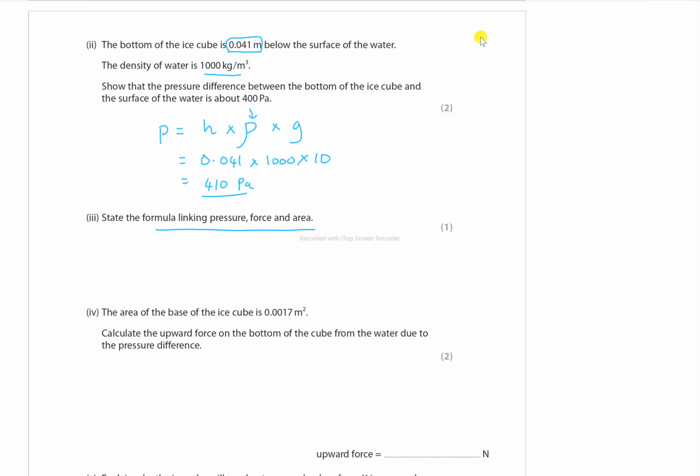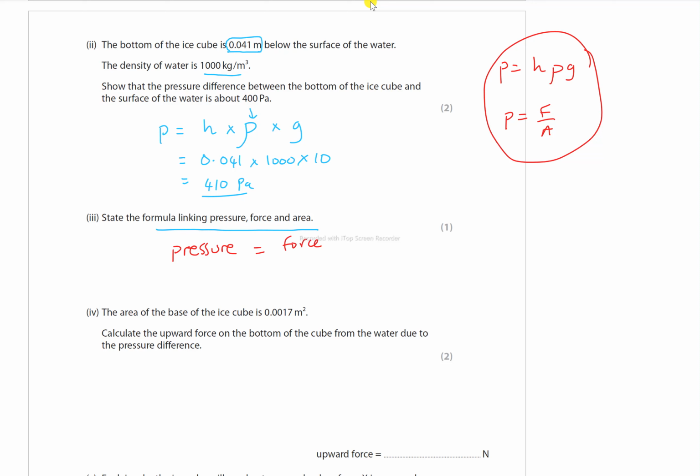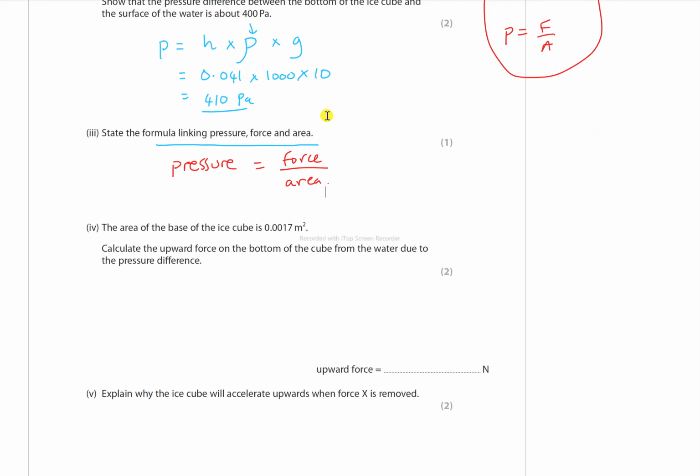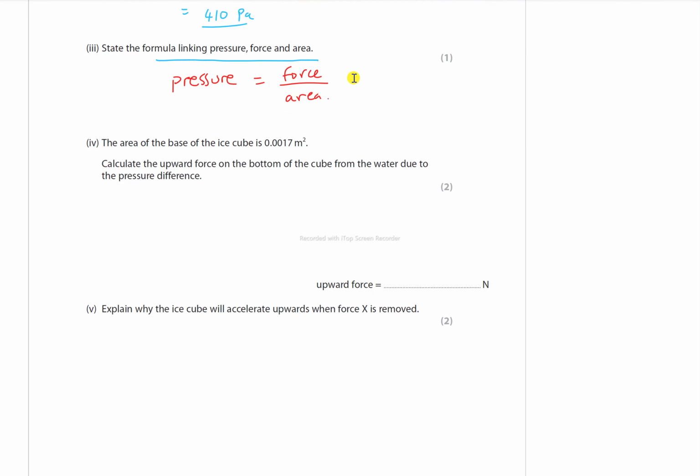State the formula. Remember those two formulas that we look at: pressure is height times rho times g, and pressure is force over area. Just remember those two. We said we're going to learn pressure equals force divided by area. The area of the base is that many square meters. Calculate the upward force.